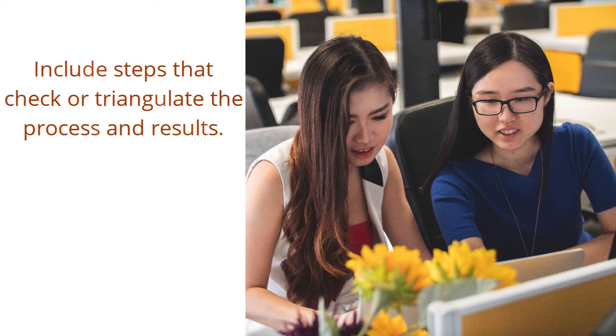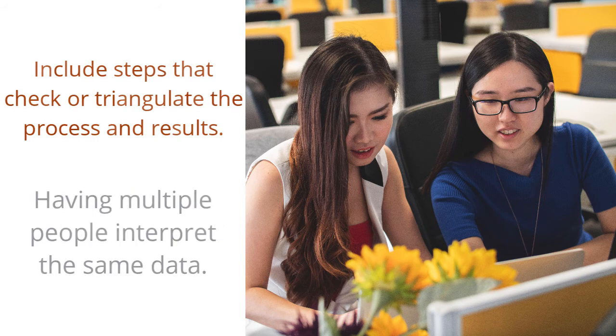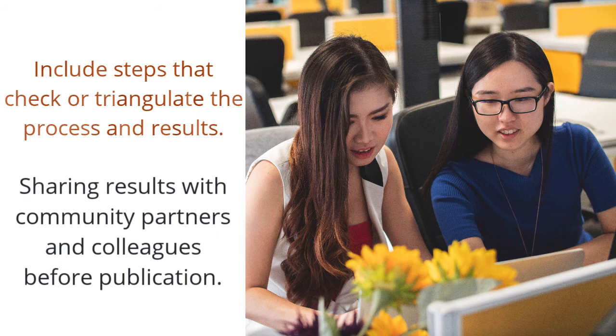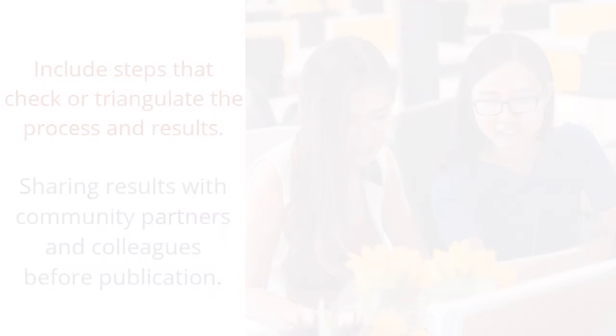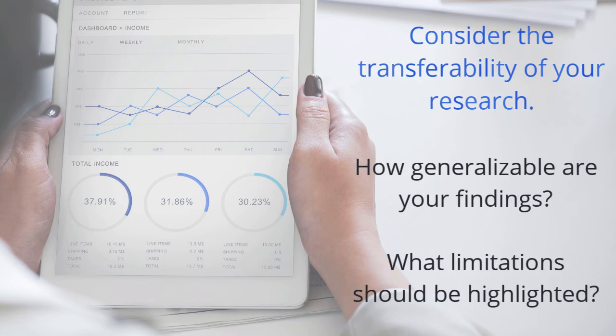Second, in designing the research, include steps that check or triangulate the process and results. This might include using different types and sources of data, having multiple people interpret the same data, sharing your results with community partners before they are published to allow them to confirm or help make sense of the data. And third, consider the transferability of your research. How generalizable are the findings? What limitations should be highlighted?